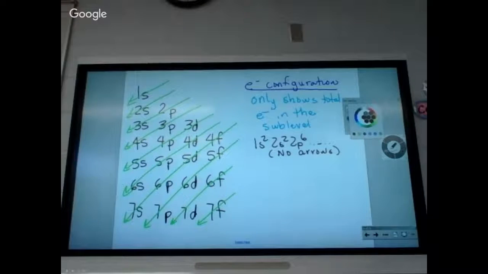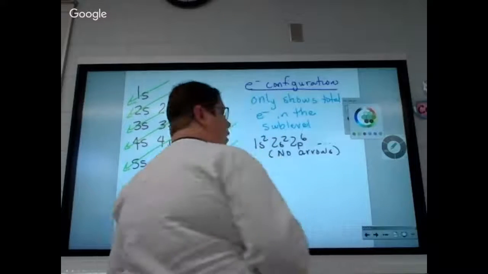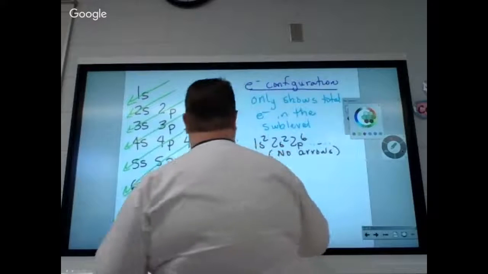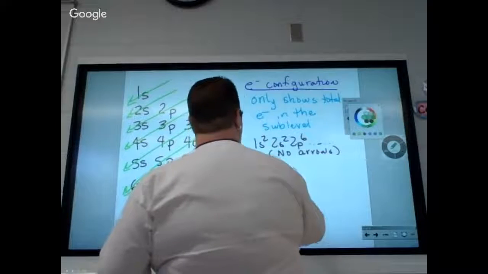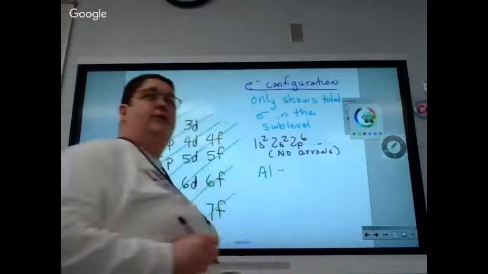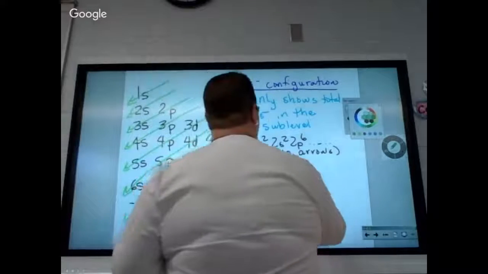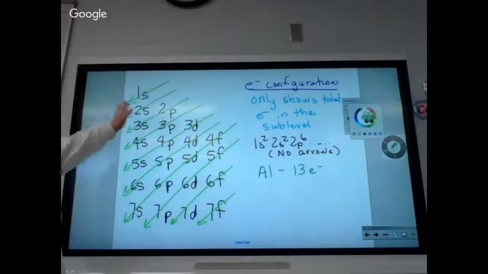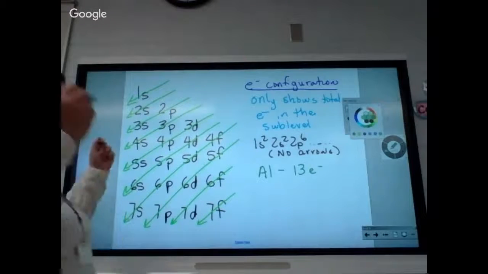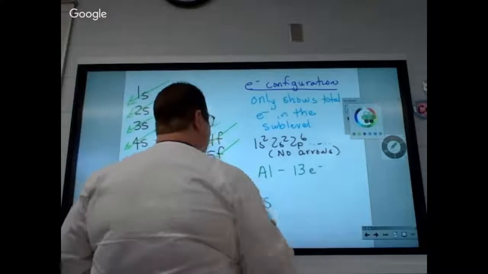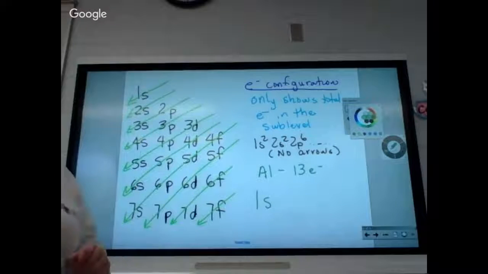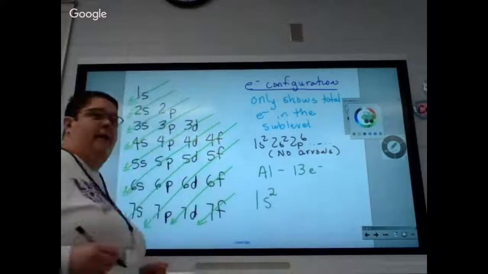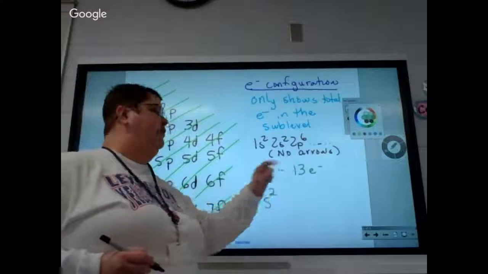All right. So if we look at how to write one, let's just start easy. Let's do one for aluminum. Aluminum has how many electrons? 13. We read the first thing in the chart. What's the first thing in the chart up here? 1s. How many electrons total can an s sublevel hold? 2. Then we simply put a 2 right here. Now, 2 electrons. Does that equal 13?